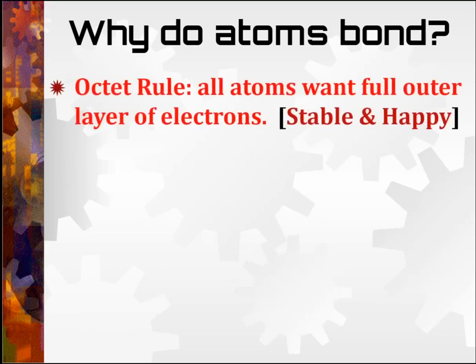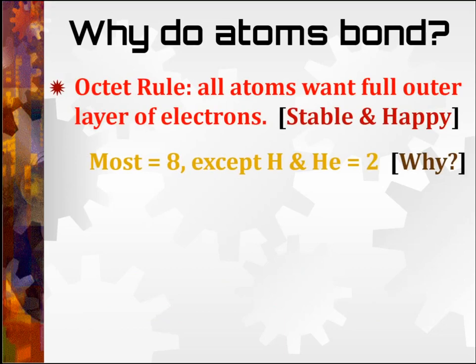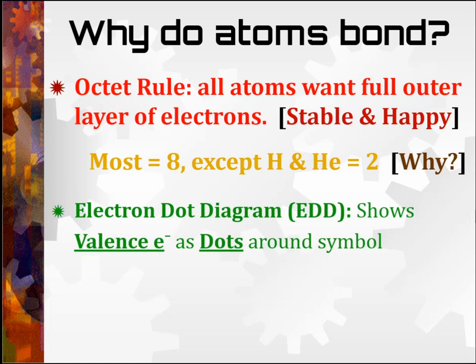Atoms will bond because they want a full outer layer. This makes them stable and happy. Most involves 8, but hydrogen and helium only need 2 because they are really, really small and they do not hold any more. We express these in electron dot diagrams, showing valence electrons as dots around the symbol.